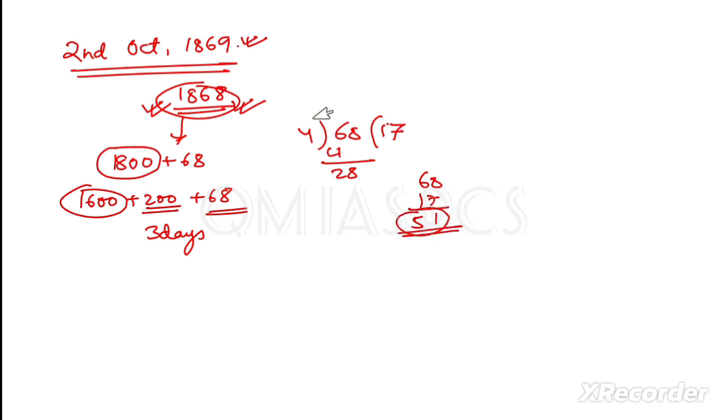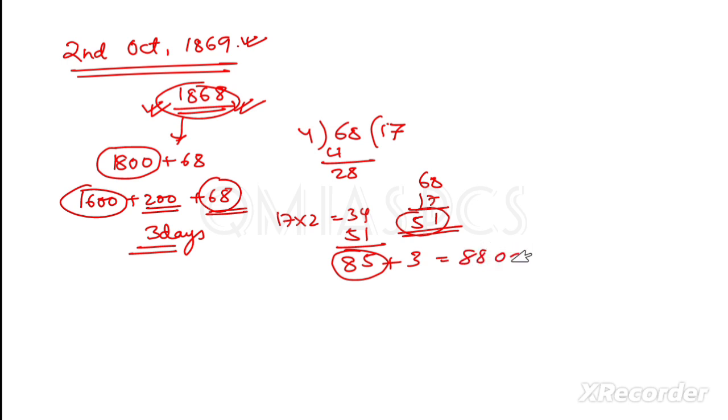17 multiplied by 2 is 34, and plus 51, it will be 85. From this we are getting 85 odd days, and this is 3 days extra, that means 85 plus 3, that means 88 odd days. Fine.